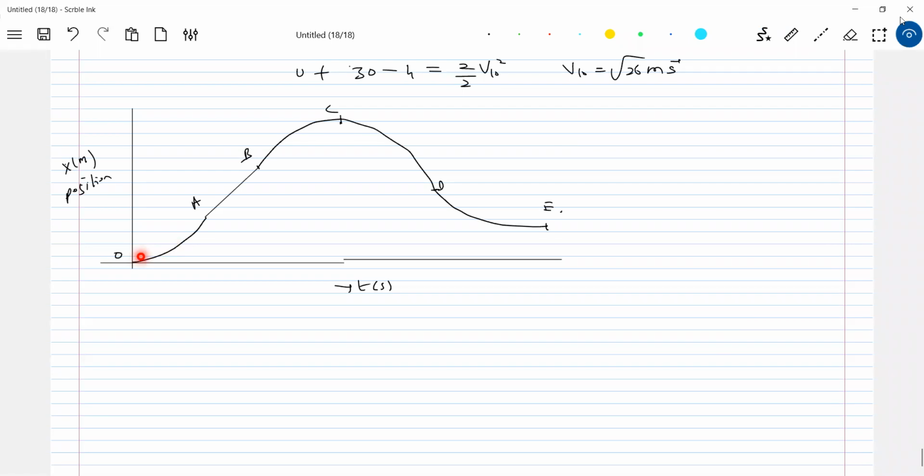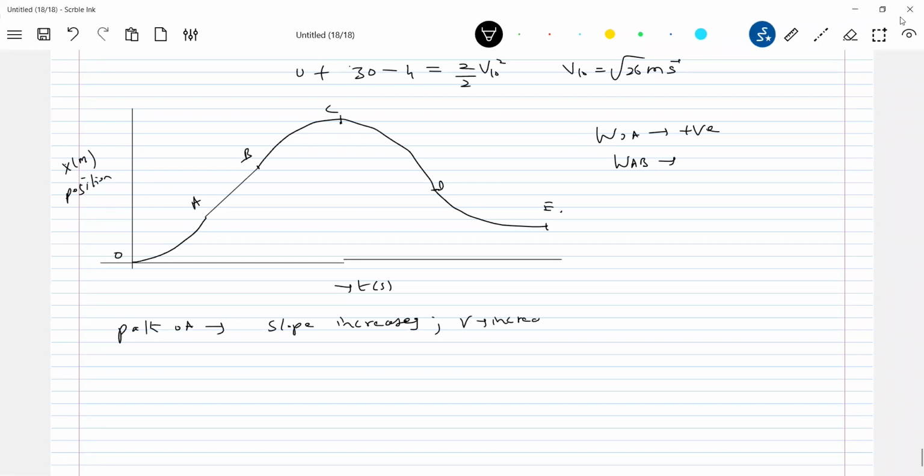Or the speed. So look at the slope from O to A: increasing. So therefore the speed is increasing. So work done on the object from O to A will be positive. What about A to B? Slope constant. For path OA, speed increases, slope increases, positive slope increases, so therefore V increases. What is the reason for that? What do you mean by slope here? Slope is equal to dx by dt, which is equal to V, no?